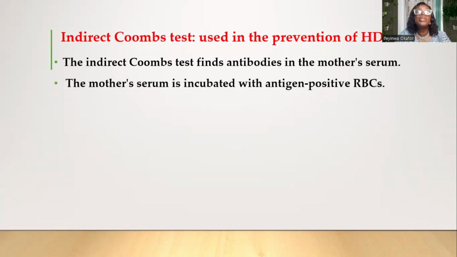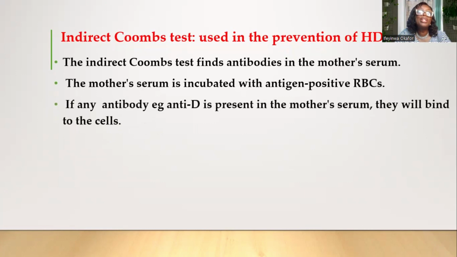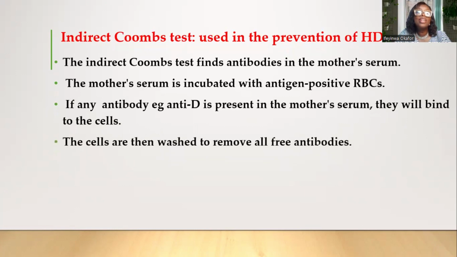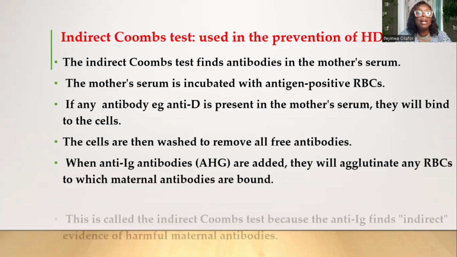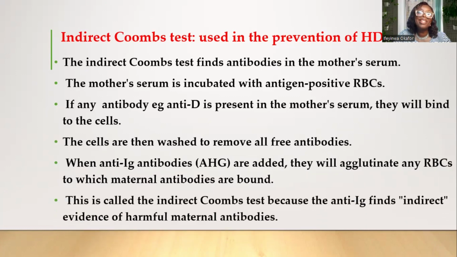The mother serum is incubated with antigen-positive red blood cells. If any antibody, example anti-D, is present in the mother serum, they will bind to the cells. The cells are then washed to remove all free antibodies. When anti-immunoglobulin antibodies (AHG) are added, they will agglutinate any red blood cell to which maternal antibodies are bound. This is called the indirect test because the anti-immunoglobulin finds indirect evidence of harmful maternal antibodies.